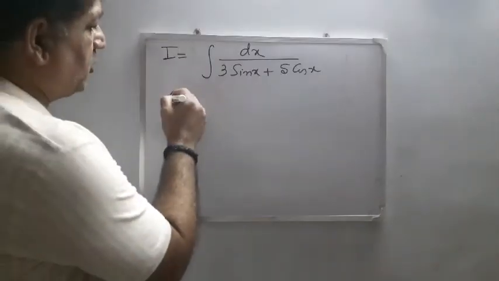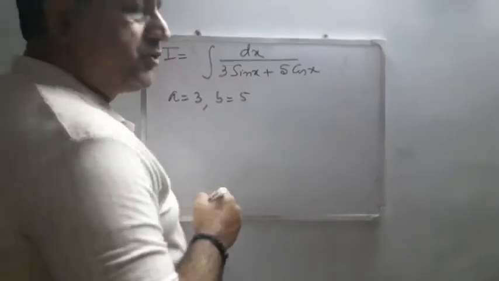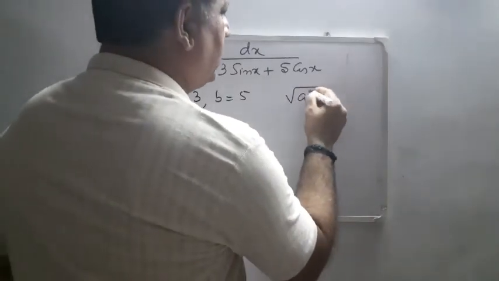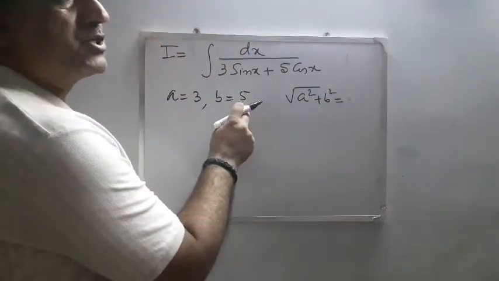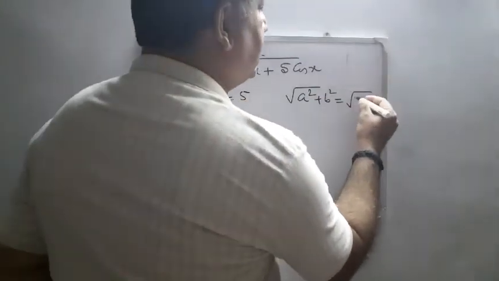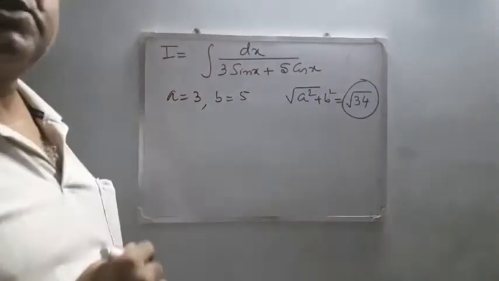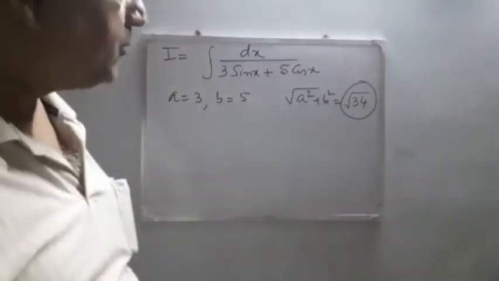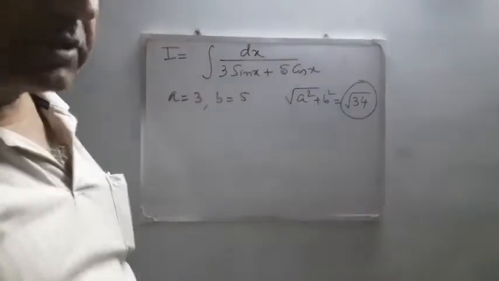Now if we observe, here we have a is equal to 3, b is equal to 5. So what about root a square plus b square? Root a square plus b square is equal to root over 9 plus 25. That is root 34. So you are getting the value of root a square plus b square as root 34. No problem. You have to divide this numerator and denominator by root 34.